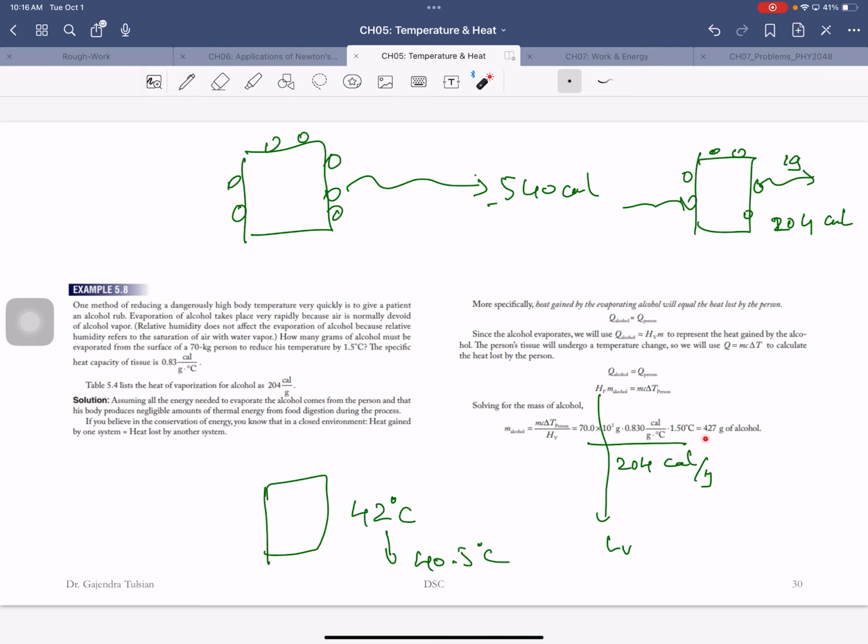And so what you have to do is you have to apply 427 grams of alcohol. Okay, 427 grams of alcohol rub will reduce my body temperature by 1.5 degrees Celsius. Okay, and that'll happen fairly fast. And 427 grams is roughly, can you hold your coffee cup up? That much alcohol. Okay.